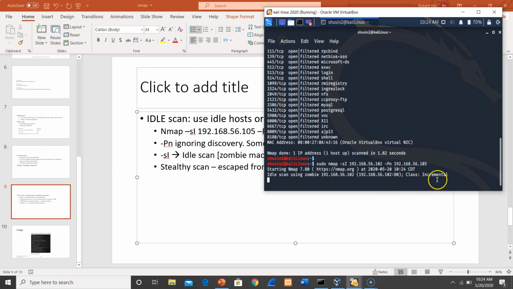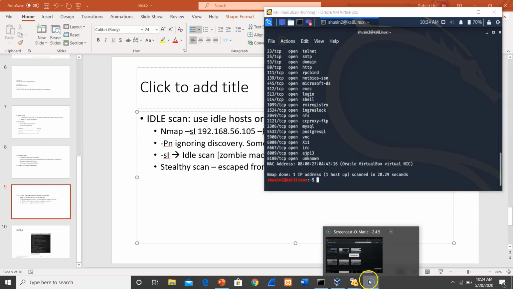Notice that it says incremental, right? Idle scan using zombie, I'm using a zombie. So the target machine wouldn't know that I'm the one who actually ran the Nmap. So let's wait for a while, see what it gives you.